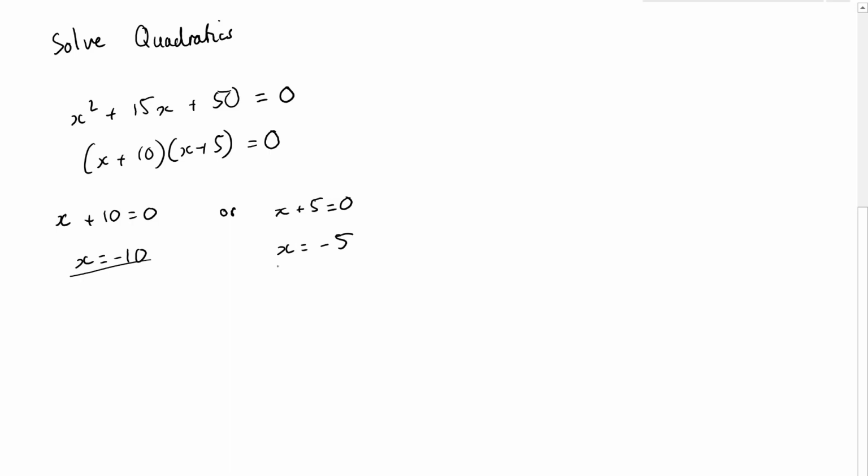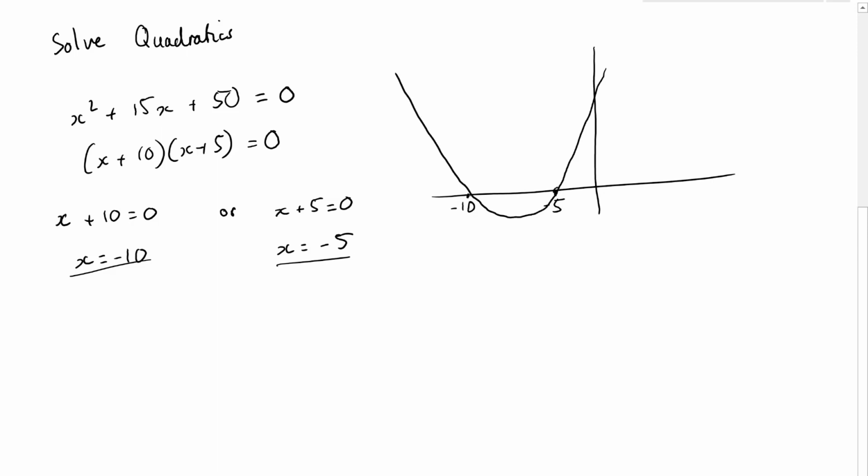And the reason we always get two solutions to a quadratic is because of the way that quadratic graphs look. This graph is going to pass through minus 10 and back through minus 5. So your graph is going to look something like this. And all solutions that we find are where they cross the x-axis. So this is why we get two solutions, whereas in a linear graph we only pass through the x-axis once, and so we only get one solution. Okay, so this is solving quadratics.